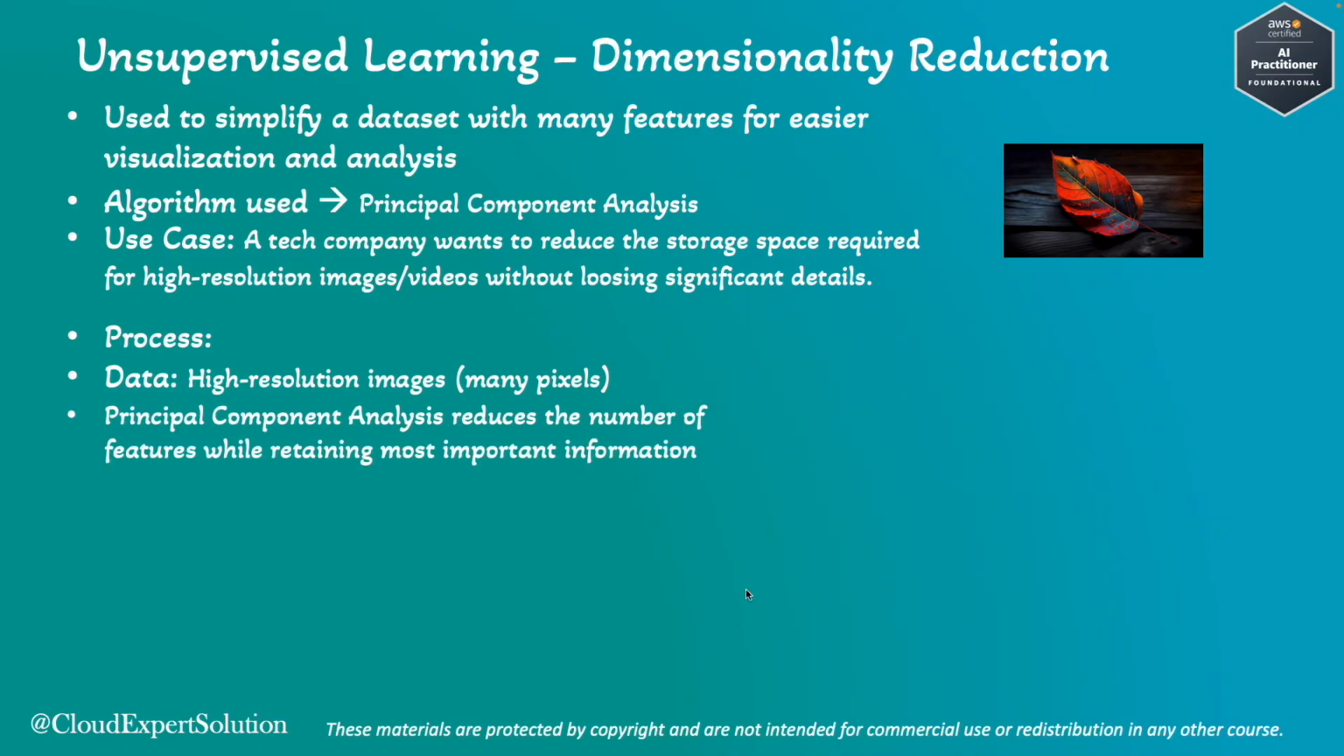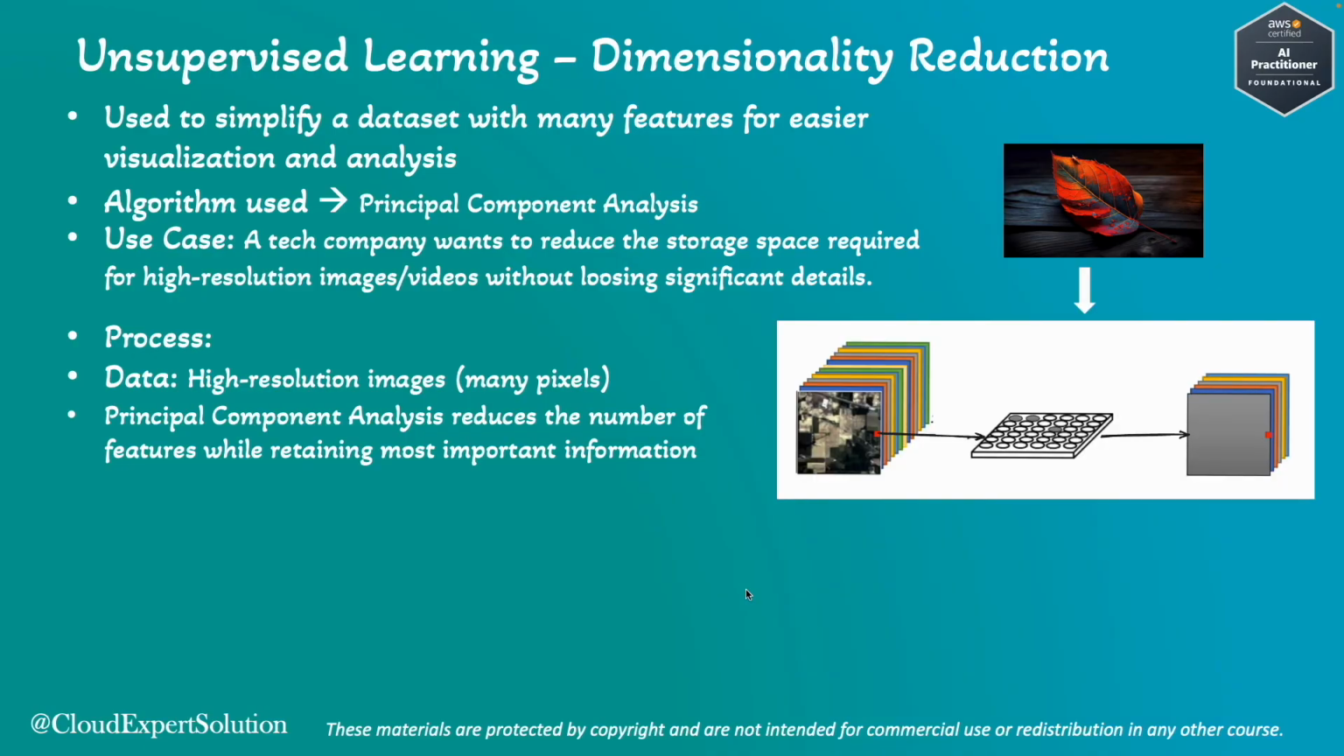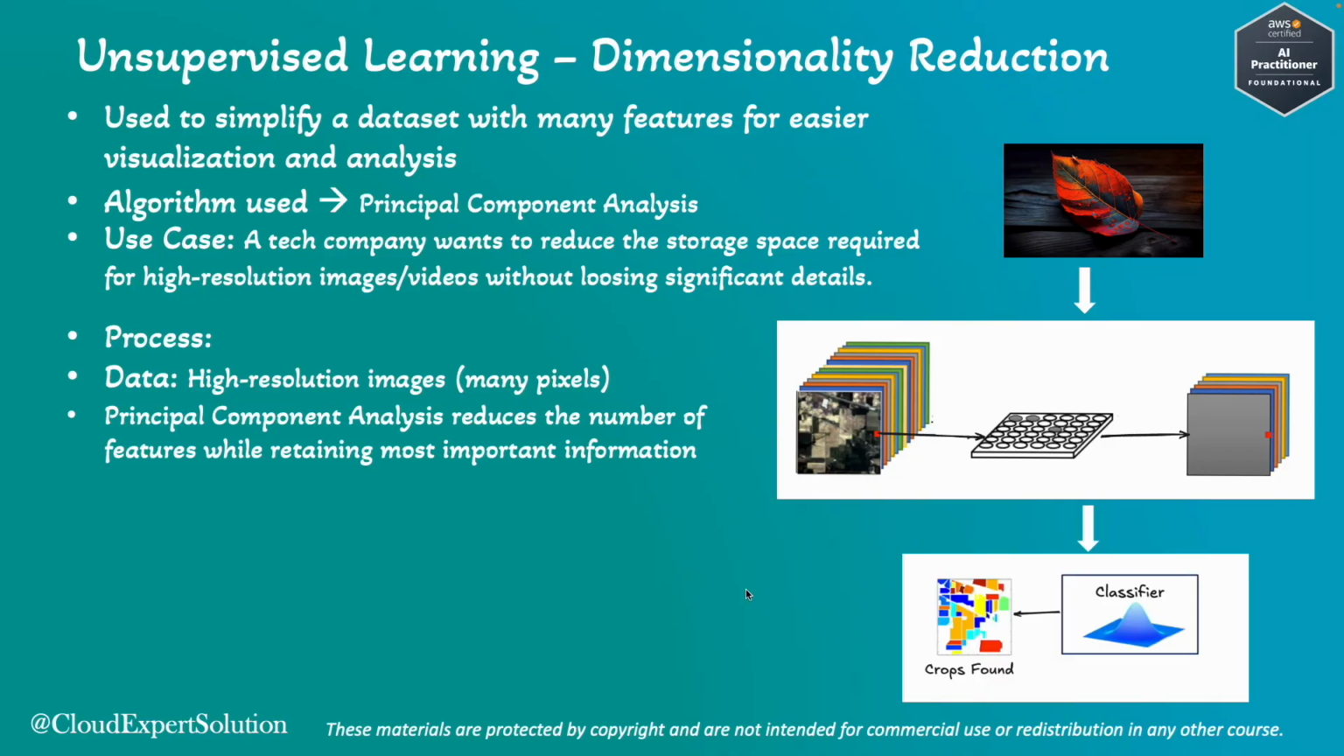Next, the principal component analysis algorithm will reduce the number of features while retaining the most important information. And if I break it down, one image can have multiple layers and every layer will have pixels, as it is broken down in this diagram. Now it will start analyzing each and every pixel and try to identify what areas it can crop or what areas are not required.